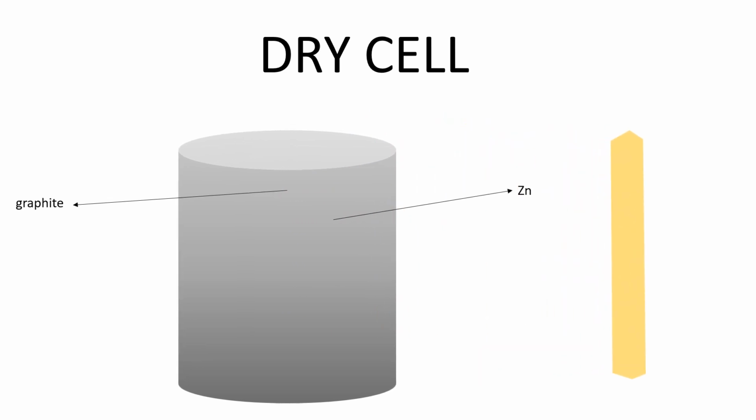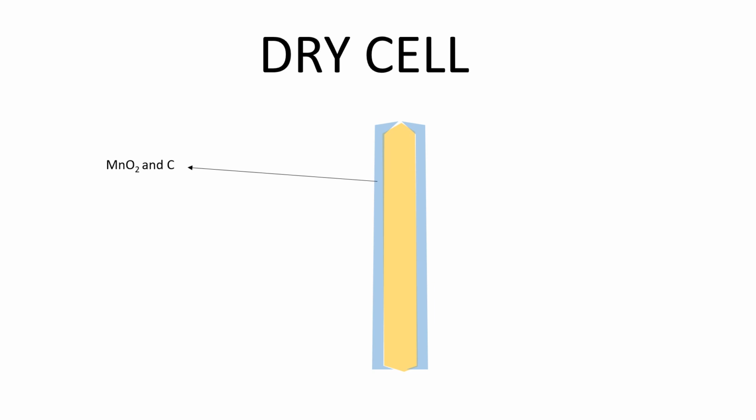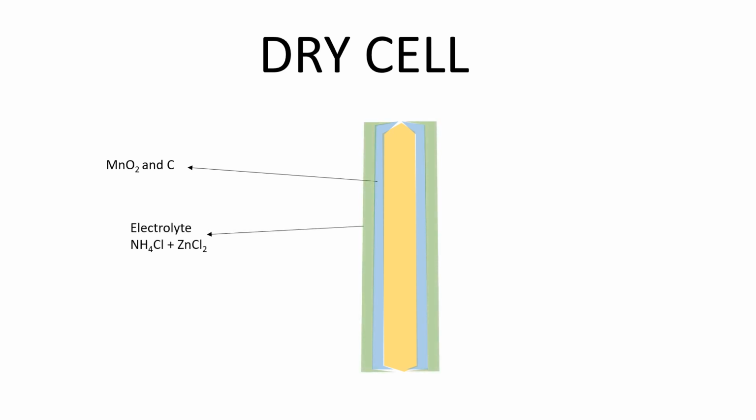Now, all the functions are done by the graphite rod, so we have to coat this graphite rod with different coatings. First, we'll coat the graphite rod with the chemicals MnO2 and carbon. After that, another layer of electrolyte. This electrolyte is a paste of NH4Cl and ZnCl2.